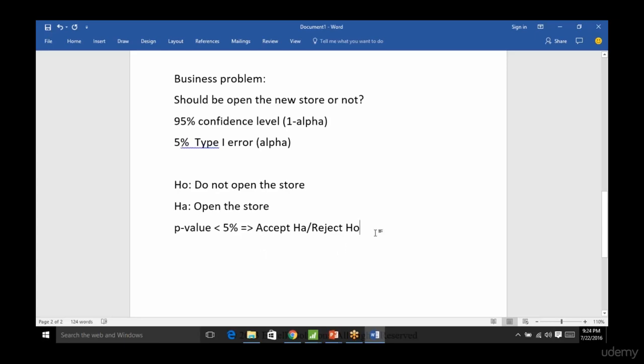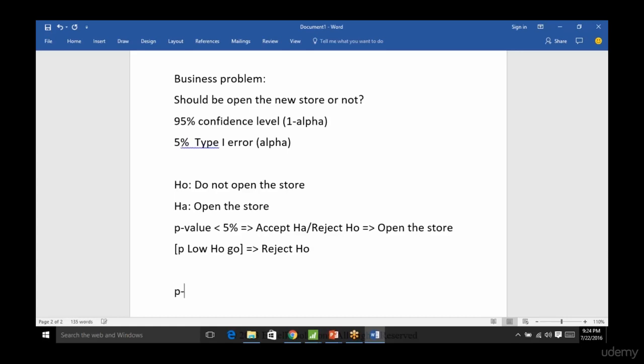Okay. So what does this mean? You're going to open the store. This is given a slang just to understand. P low, null, go. Meaning you're going to reject null hypothesis. Null, go. Yeah.